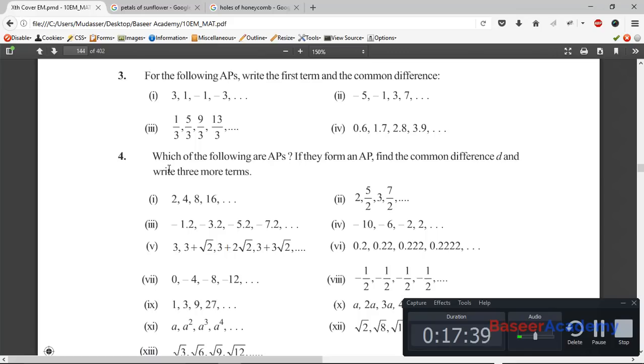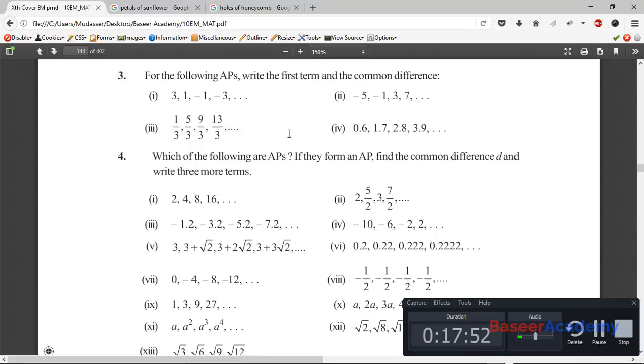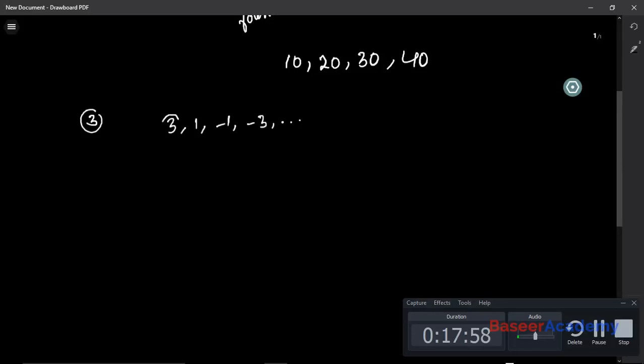For the following APs, write the first term and the common difference. Again, this is pretty simple. 3, 1, minus 1, minus 3, so on. First term, this is the first term, right? 3 is the first term. First term we denote it by A1, or we can actually also denote it as A. So the first term is 3.